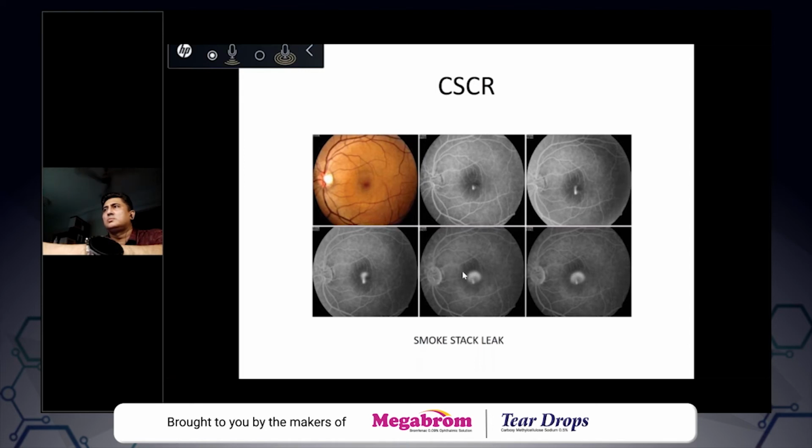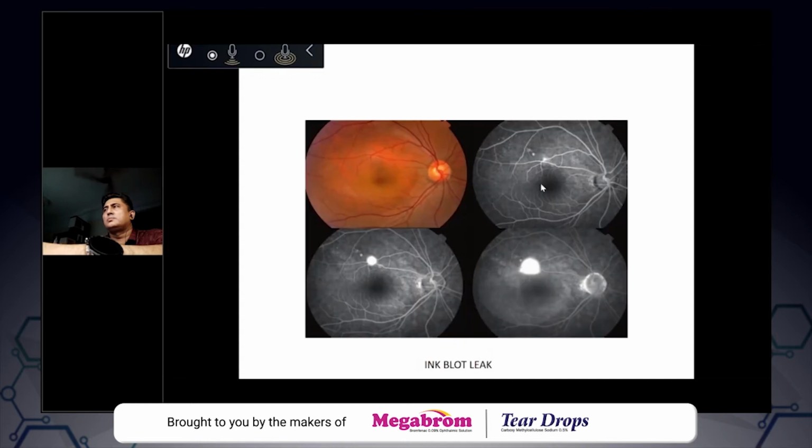A leak occurs and the leak progressively increases, and that is the description that you should give while being asked in an exam. This is a smokestack leak, but that is occurring in the arteriovenous phase of the angiogram, and as the angiogram proceeds, the leak increases. This is another patient with a serous detachment here on the fovea. When you do angiogram, again in the arteriovenous phase, the dye starts leaking here. As the angiogram proceeds, it enlarges, becomes larger and larger, and you can even see a pooling of the dye in the serous detachment.